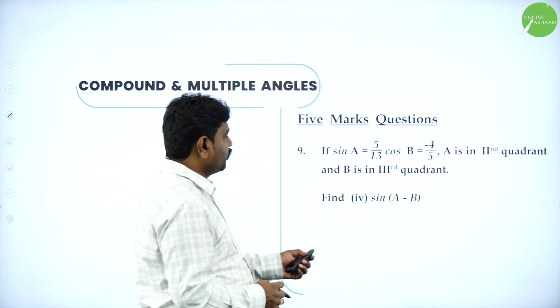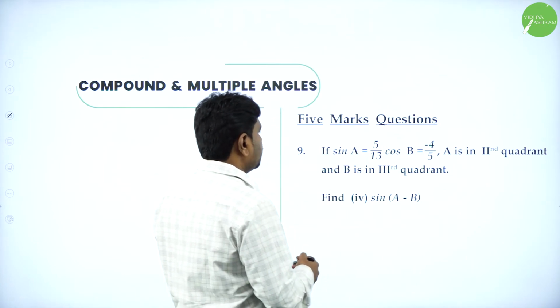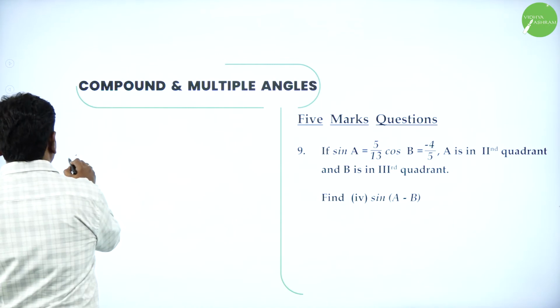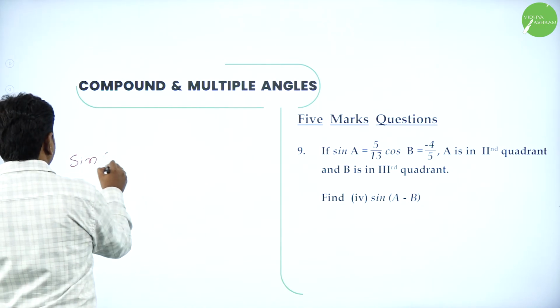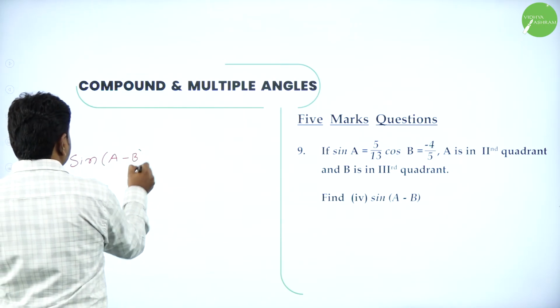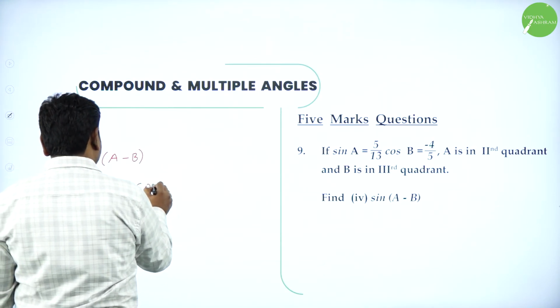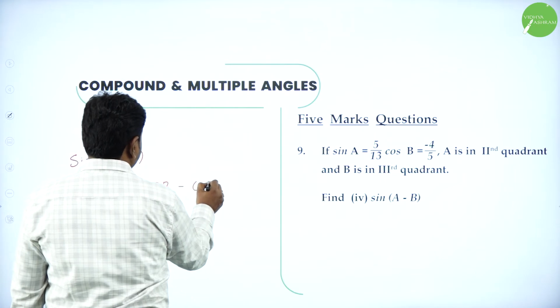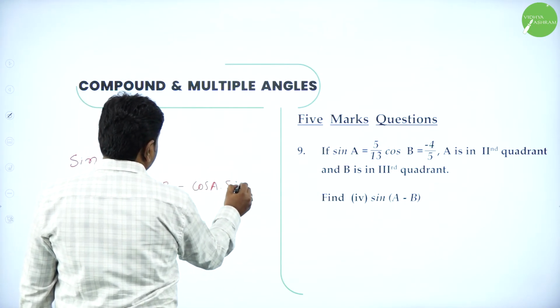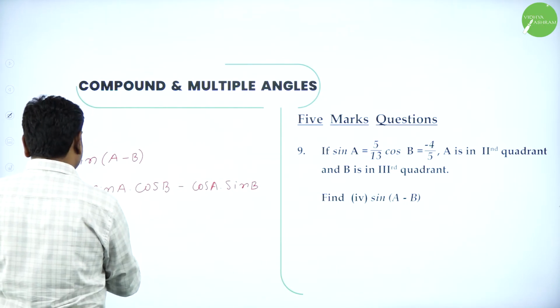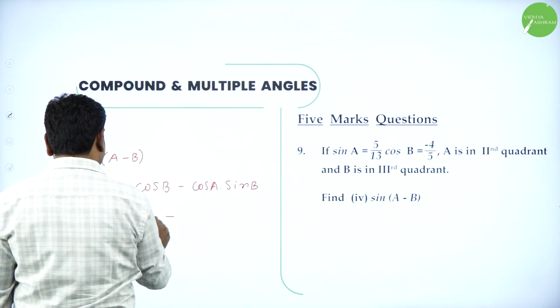Further, they want you to find sine of A minus B. Same triangle and same values, sine of A minus B. What is sine of A minus B? Sine of A minus B is sine A cos B minus cos A sine B. Here, sine A is given 5 by 13, and cos B is minus 4 by 5.